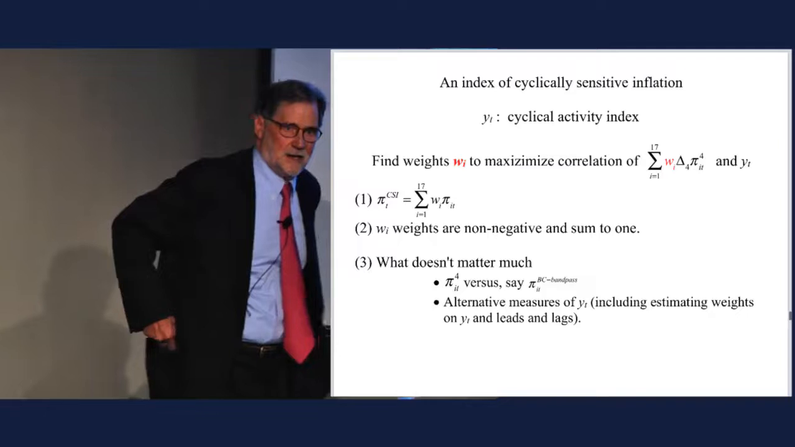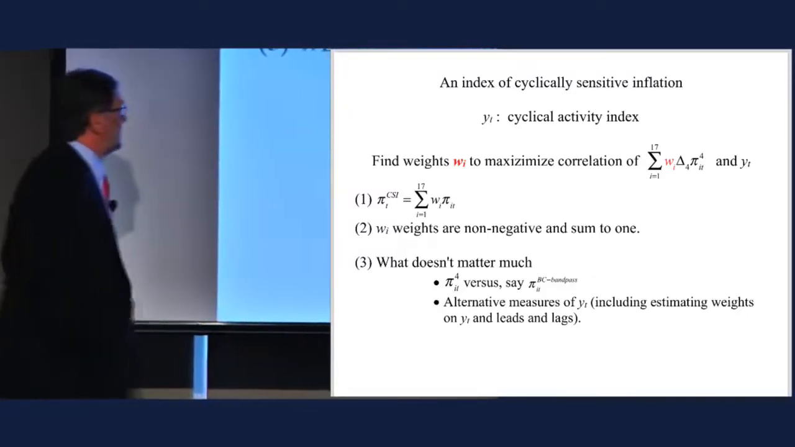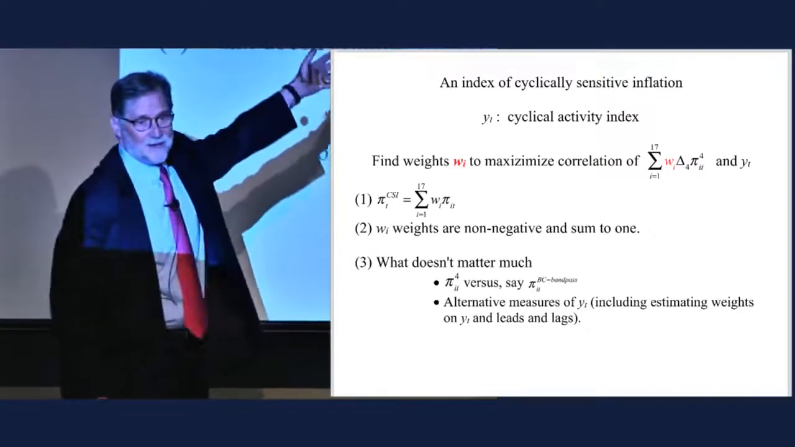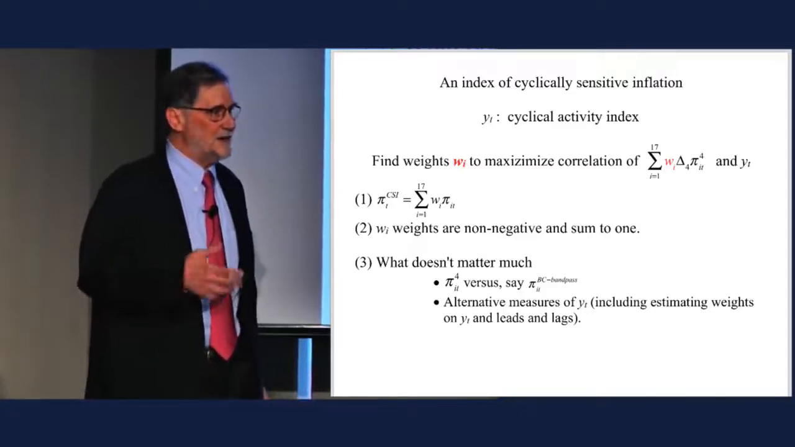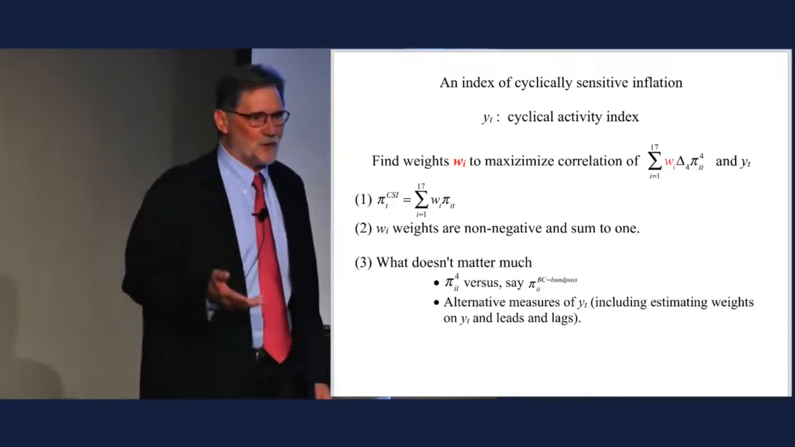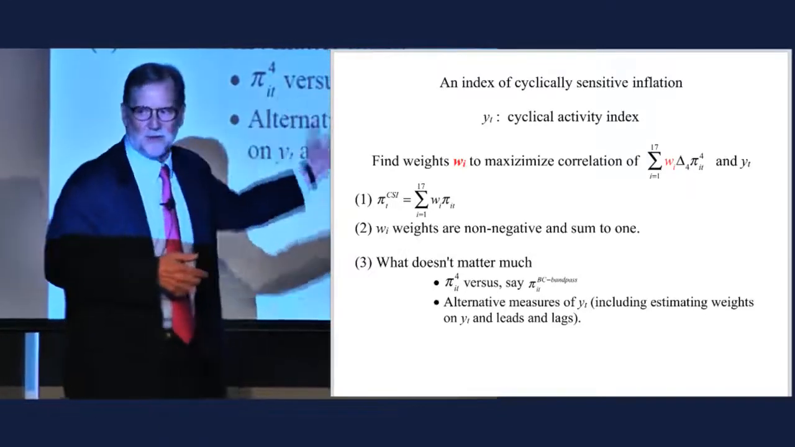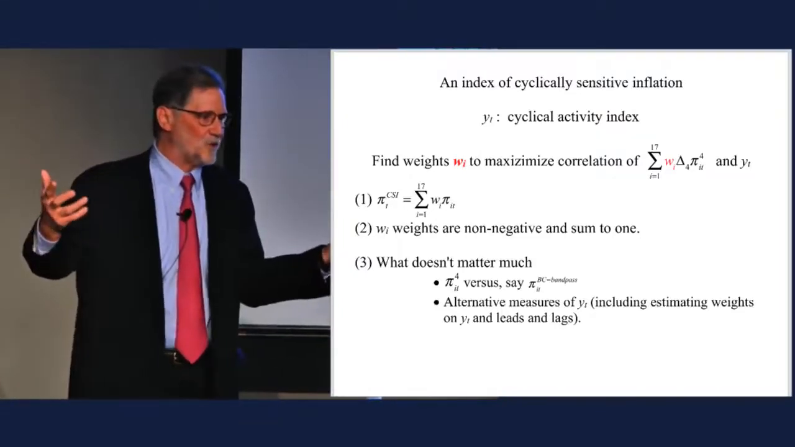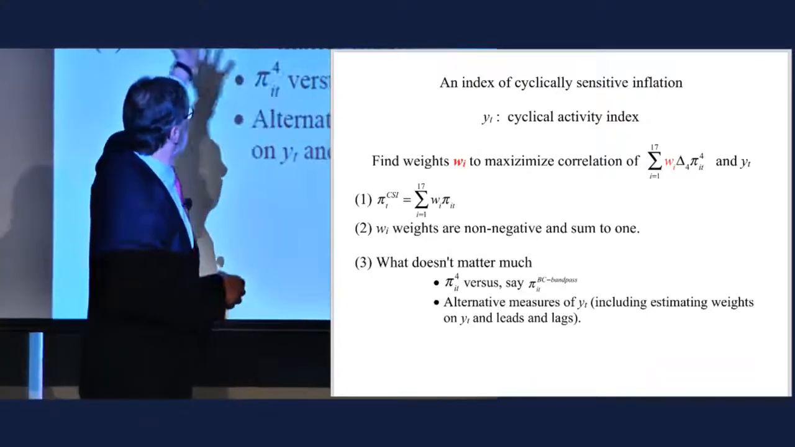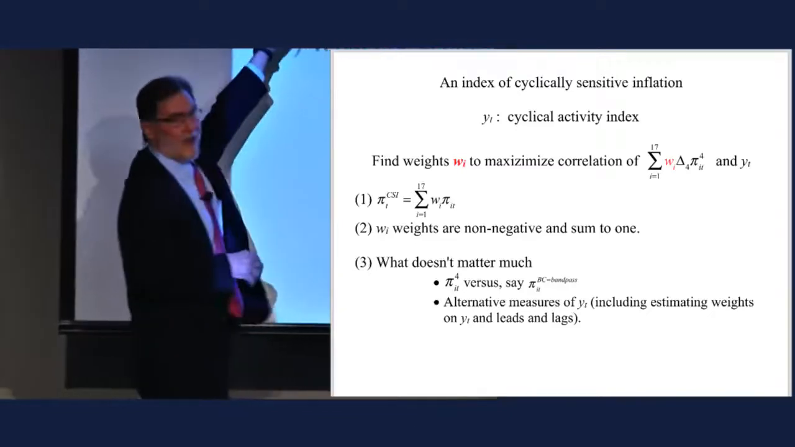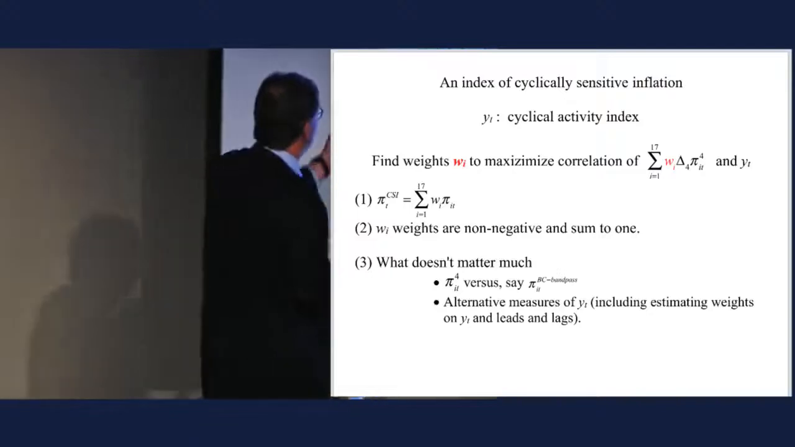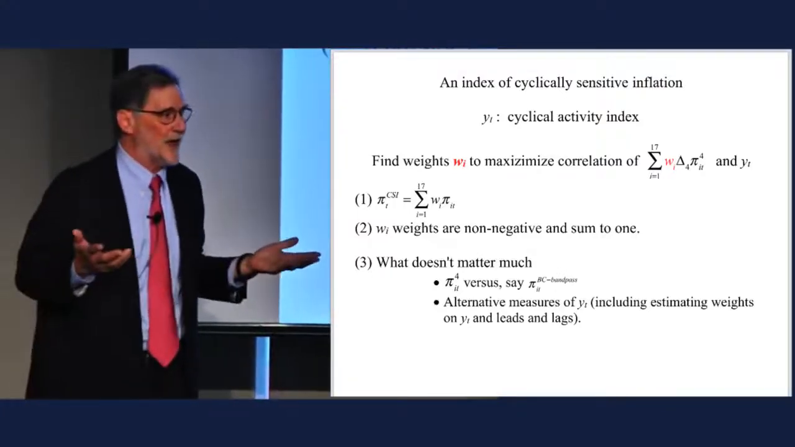So then you run a regression. That's what we're going to do here. We've got this cyclical activity index, and we want to ask, is there some weighted average? Let's choose a weighted average of these inflation measures, again four-quarter changes of four-quarter inflation. Let's choose some weights so that the weighted average of inflation is as highly correlated as possible with this measure of real, cyclical activity. So we're going to find some weights w_i to maximize the correlation, and we'll then form an index, this cyclically sensitive inflation index, where we've chosen the weights in this particular way. So that's all there is. We want these weights to be non-negative and sum to one, so it looks like a weighted average.